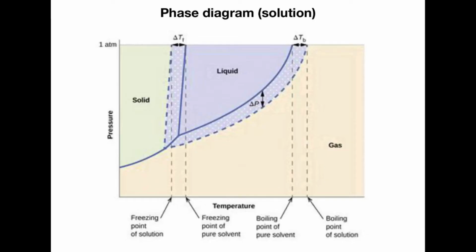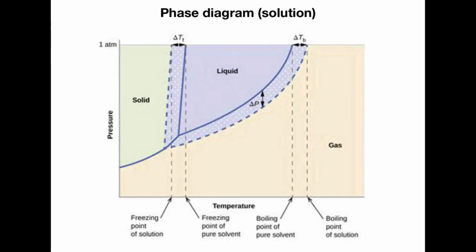And here's a phase diagram for a molecular substance. It should look familiar to phase diagrams you've seen already. We've got our gas phase down at low pressure and high temperature. We've got our solid phase at opposite conditions, higher pressure, lower temperature. And we've got our liquid phase in the middle. So this is what a molecular substance phase diagram looks like.